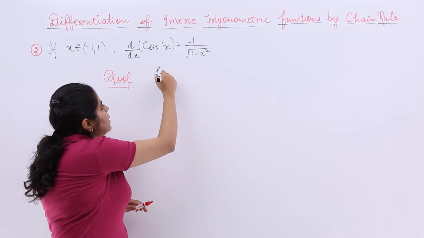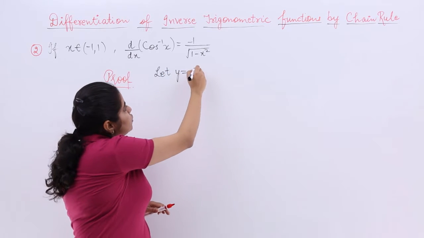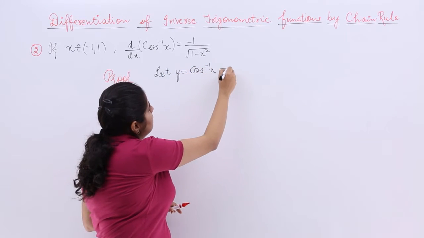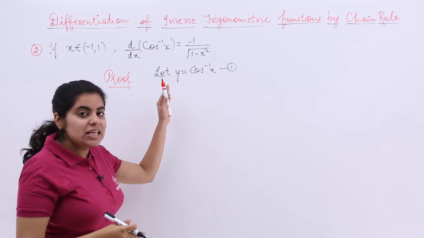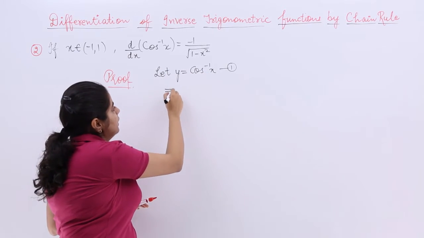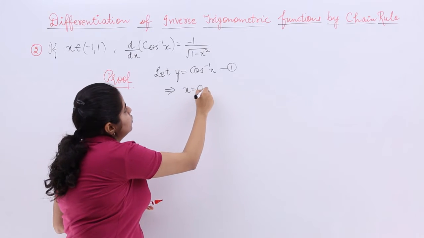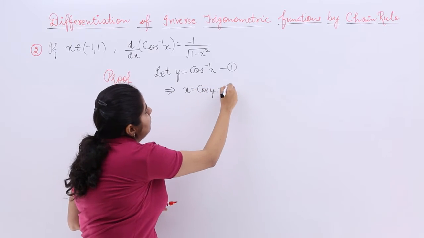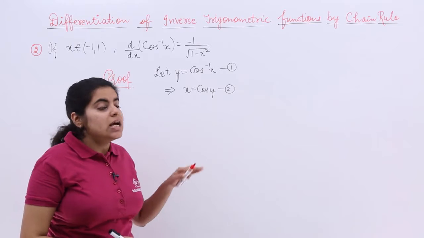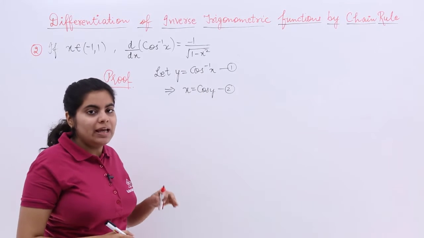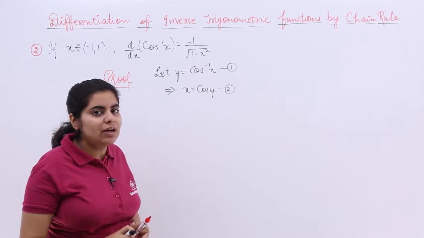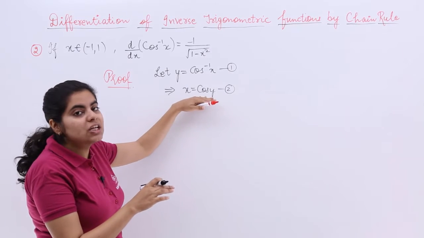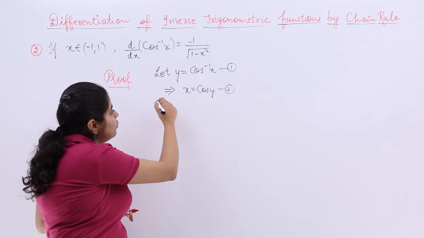So, let y is equal to cos inverse x. This is equation number 1. Now, if cos inverse x is equal to y, that implies x is equal to cos y. Let's name it equation number 2. Now, when x is equal to cos y, in short you need dy by dx. For dy by dx, you have to do the differentiation with respect to x.